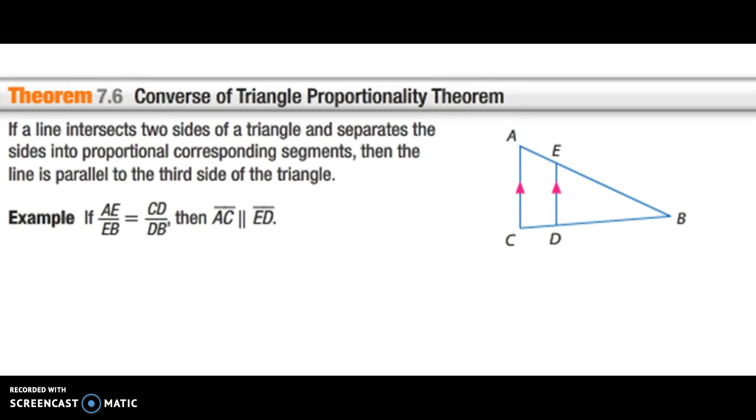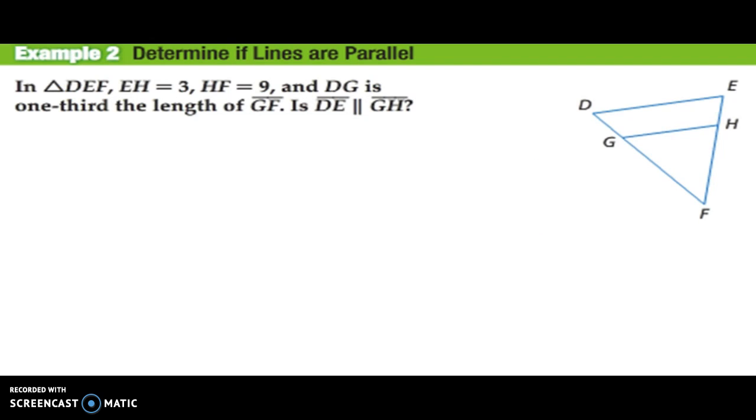Alright, so the converse of it says that if actually these two sides are proportional and these two sides are proportional, then obviously these lines right here have to be parallel. So it's going the opposite way. So let's look at an example right here. It says DEF, EH is 3, and HF is 9. DG is 1/3 the length of GF. So this DG is 1/3 that. So if GF is X, then this is going to be 1/3 of X. Is DE and GH parallel?